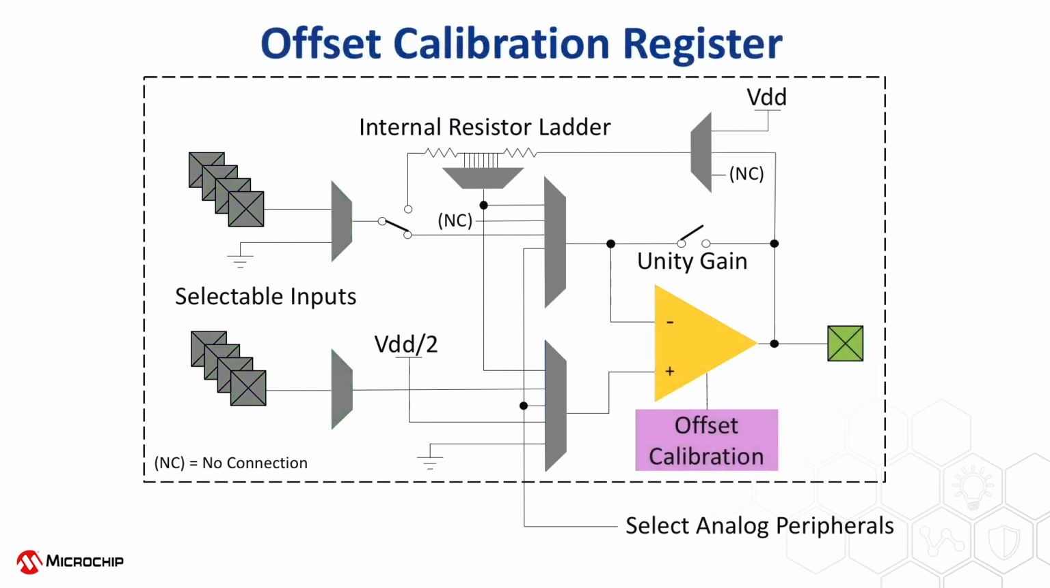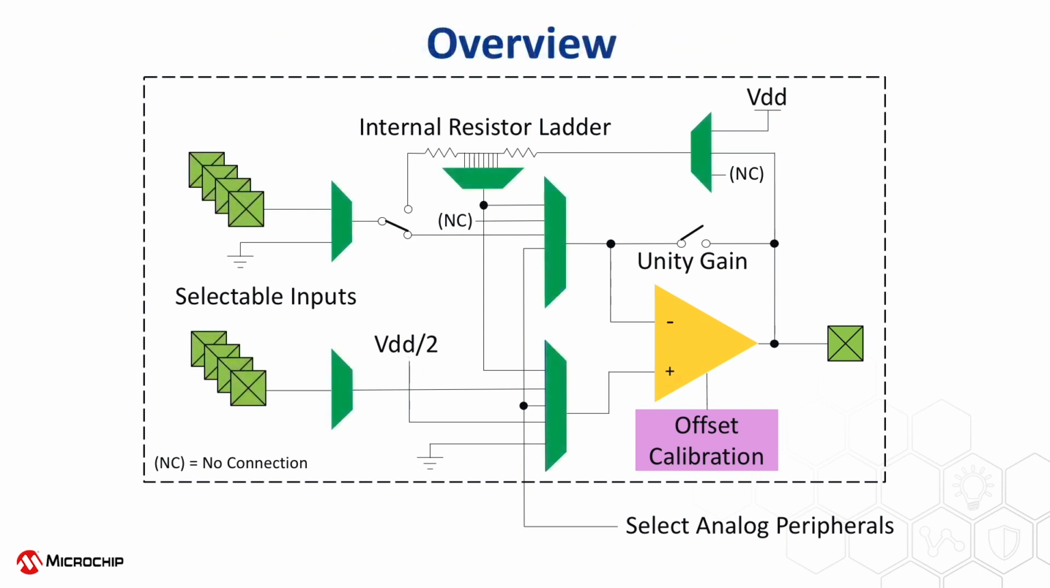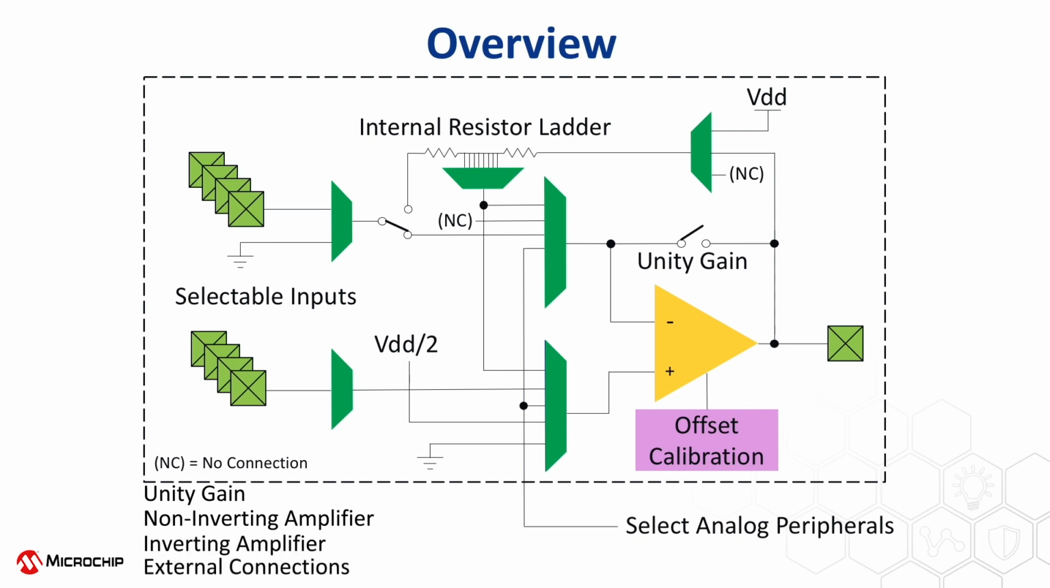One key feature of the operational amplifier is the input offset voltage calibration register. The input offset voltage is calibrated in the factory to meet the specifications in the device datasheet. On a power on reset, the factory default value is restored. While there are a kaleidoscopic number of possible configurations of the OPAMP peripheral, there are 4 basic circuits: unity gain, non-inverting amplifier, inverting amplifier, and external connections.